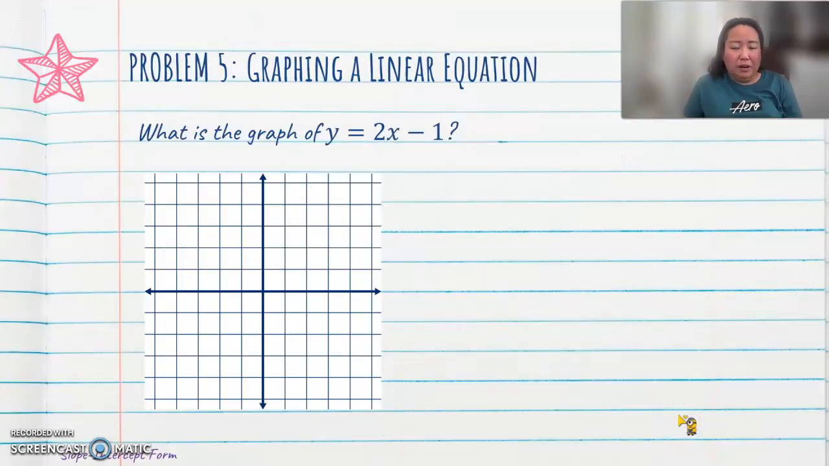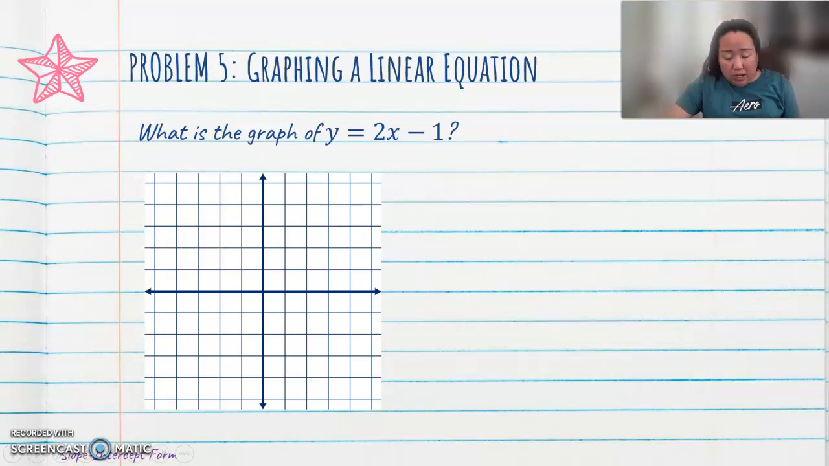So this next part is the nice one, okay? And this is going to involve graphing. So earlier we had a graph, we have to identify the equation. This time we're doing the opposite. We are given the equation, we have to graph the line. So our equation is y is equal to 2x minus 1.